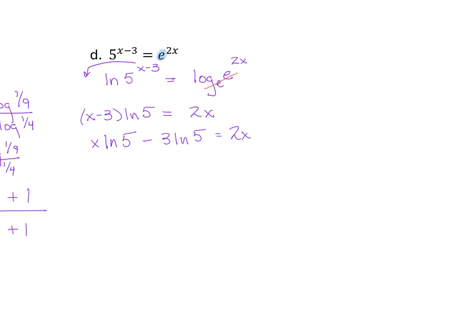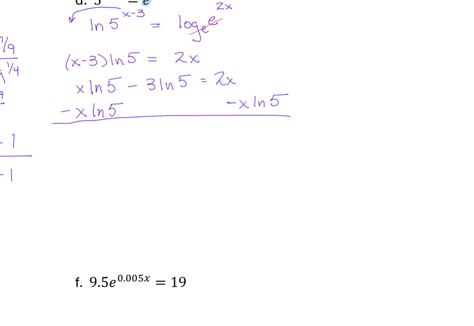All right, I want to get all of my x's together, so I'm going to move my x term here. Again, remember, natural log of 5 is just a number. We treat it just like all the other ones, and so we can go ahead and subtract this to the other side. What we have now is negative 3 natural log of 5 equals 2x minus x natural log of 5.